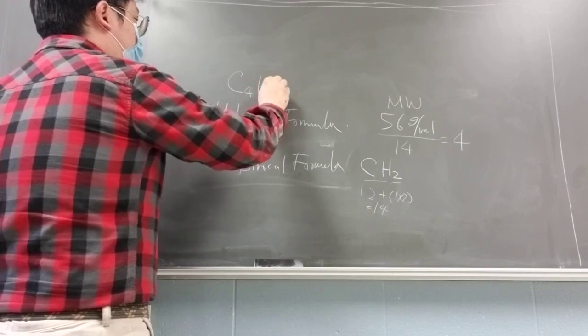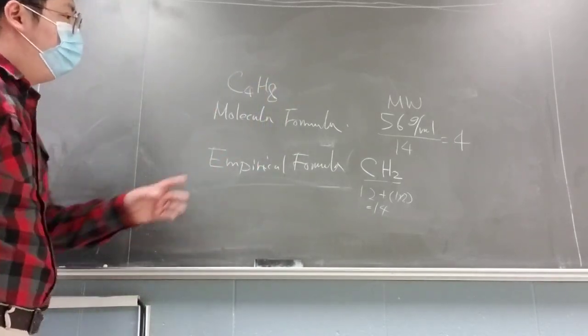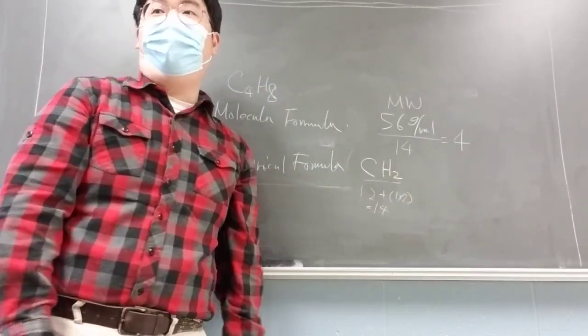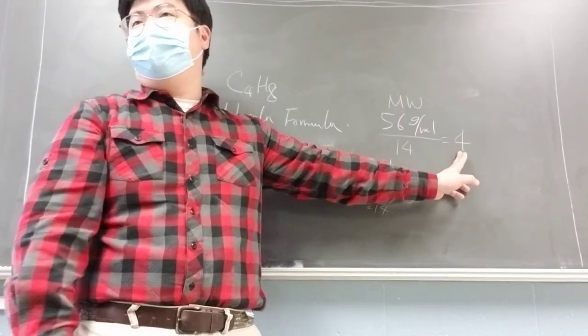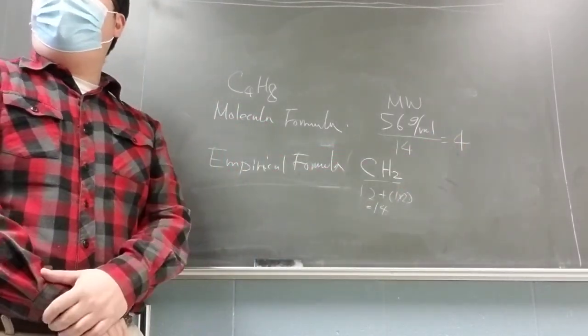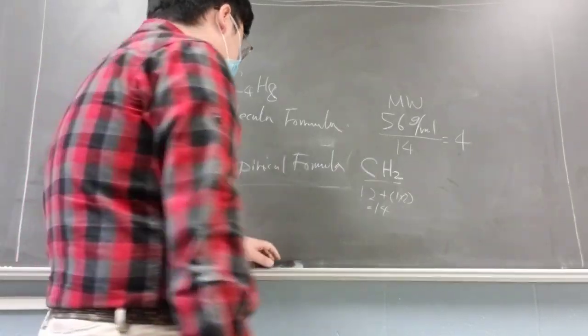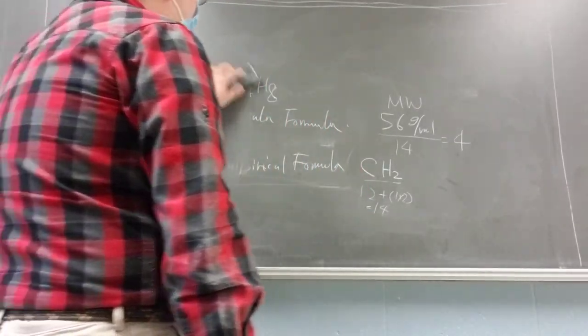C4H8. So we just simply multiply those 2 numbers by 4, because we found 4 over here. Okay, I think it's good, right? No? Okay, perfect. All right, it's good.